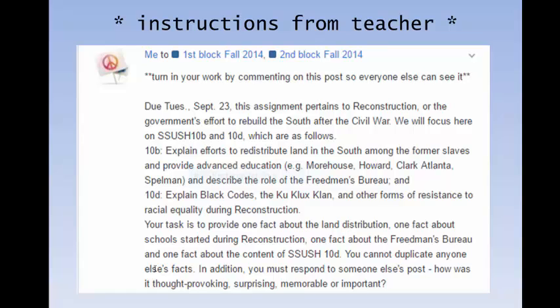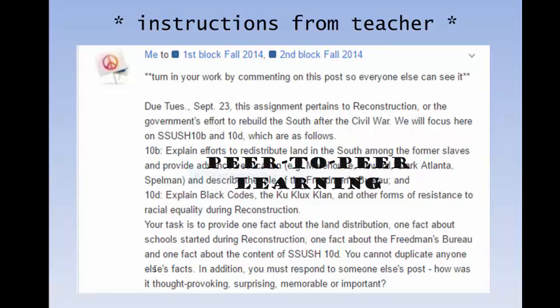Again, we're taking a look at Standard 10, and I asked the students to focus on the Freedmen's Bureau by providing facts about land distribution, schools started during Reconstruction, another fact about the Freedmen's Bureau, and then something pertaining to 10d. I specified that they can't duplicate any classmates' facts.